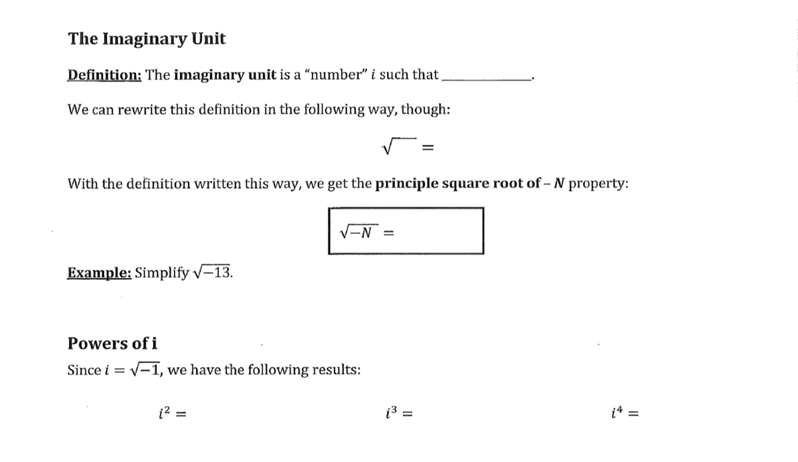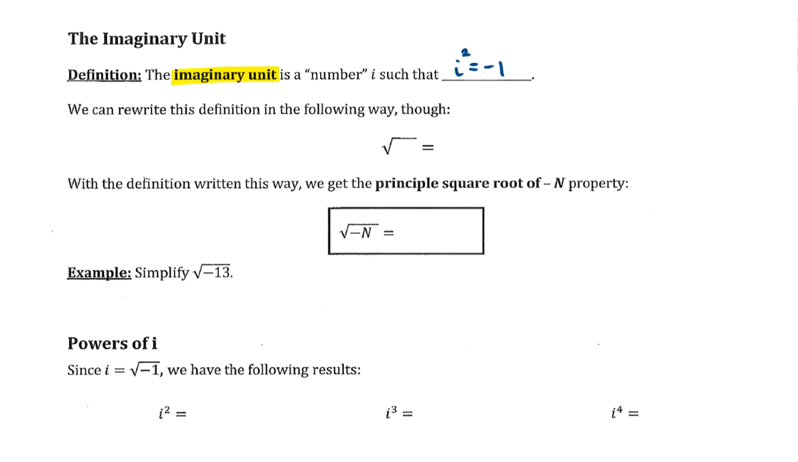It's Mr. C here, and in this video, I'm going to discuss the imaginary unit and powers of i. So let's go ahead and start with the imaginary unit, the definition of it. The imaginary unit is a number, i, such that i squared is equal to -1.